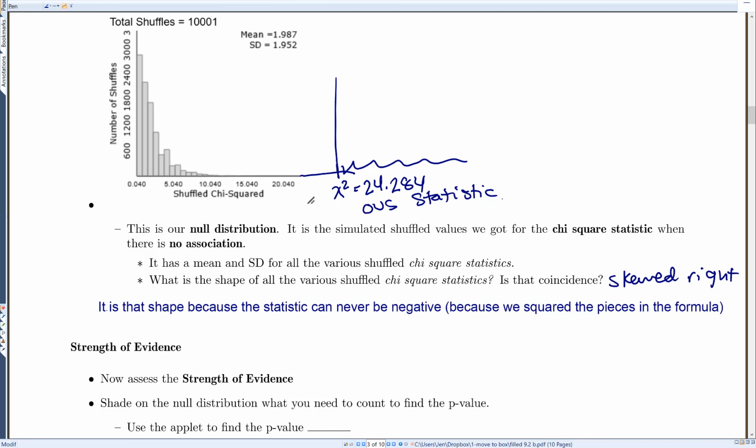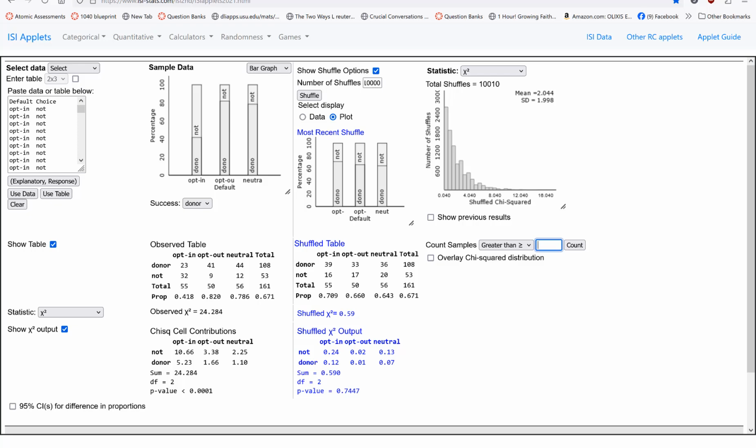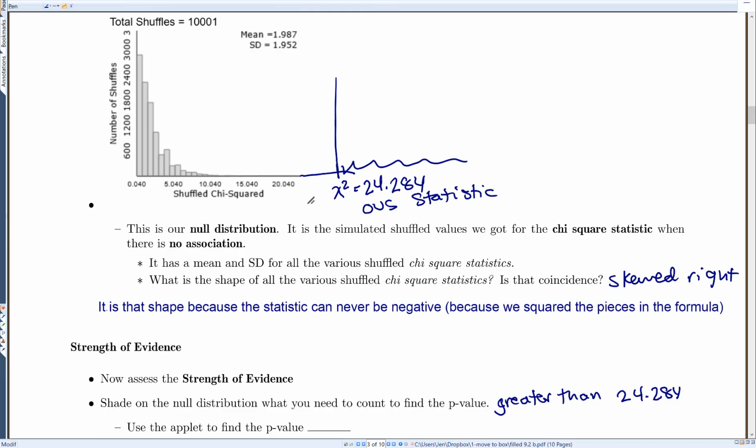So I'm going to count greater than my statistic of 24.284. So we come back to our applet. And I want to count my samples greater than 24.284. And it looks like we're about 0, which makes sense based on the picture. So it's about 0.